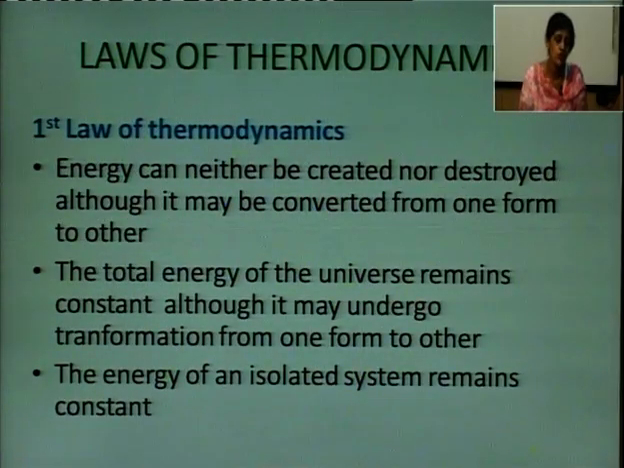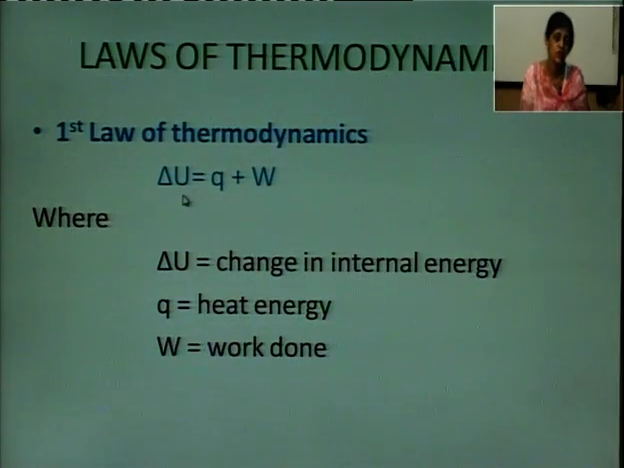Then we have the first law of thermodynamics, which states that energy can neither be created nor destroyed, although it may be converted from one form to another, and the total energy of the universe always remains constant. So, for the first law, just remember this point: energy can neither be created nor destroyed, although it may be converted from one form to another form. You have to just remember the definitions. We do not have much in our syllabus for your diploma level. Then, delta U, that is the change in energy, is equal to Q plus W, where Q is the heat content and W is the work done. This is the mathematical expression.